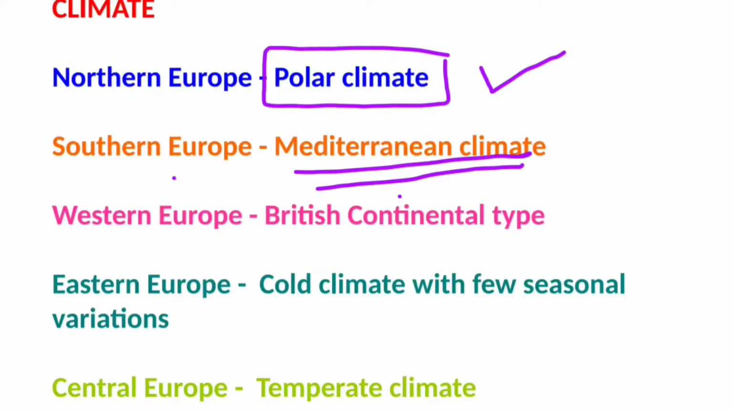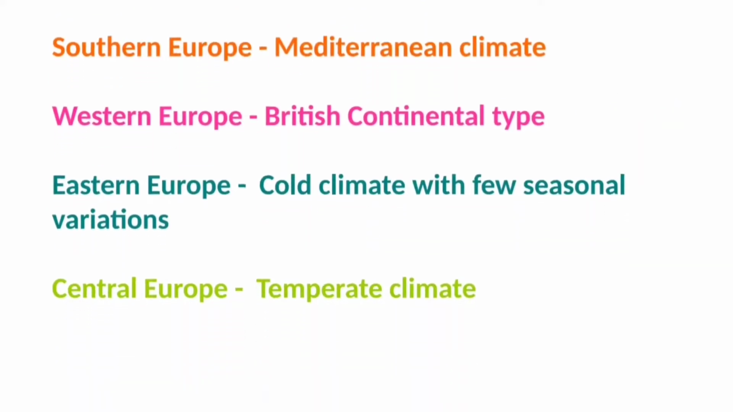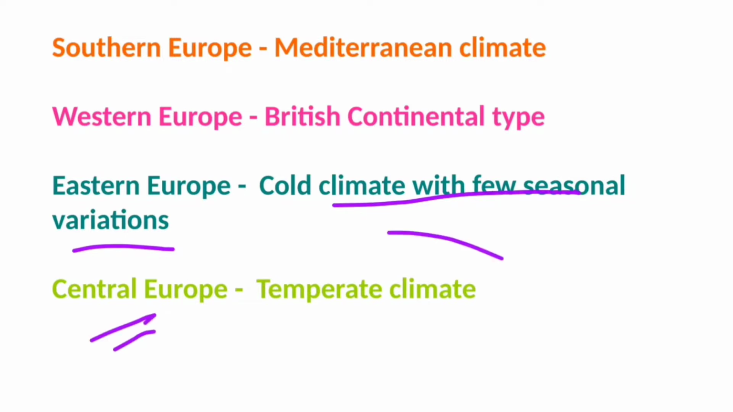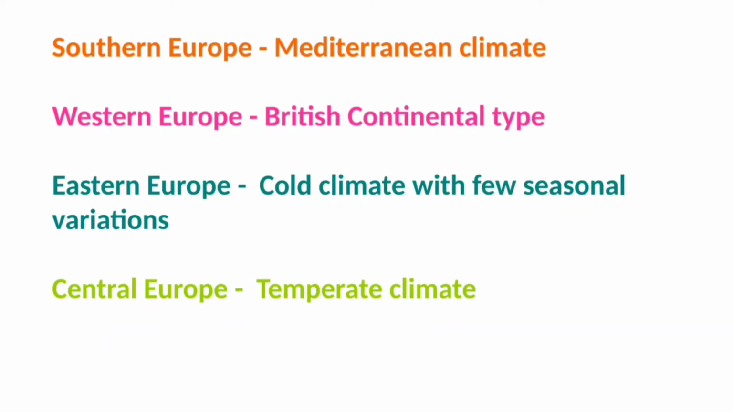In the Western Europe, we have a British continental type of climate, that is, it also has summer season, winter season, and sometimes the rainy seasons as well. In the Eastern Europe, we have a cold climate with some seasonal variations, and in the Central Europe, we have temperate type of climate, neither too hot nor too cold.